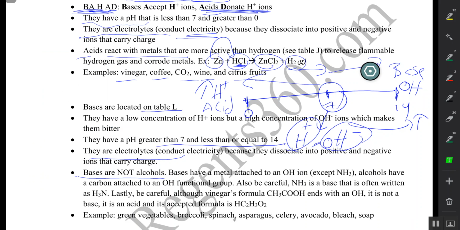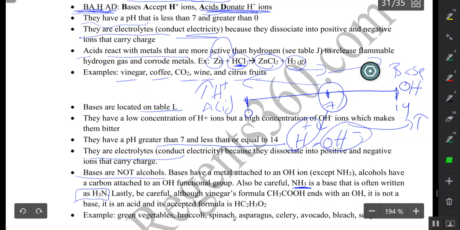Also, we talked about NH3. NH3 does not end in OH, but it's still a base. Sometimes NH3 is actually written as H3N, which makes you think that it's acidic because it starts with an H, like all the acids, but be careful.